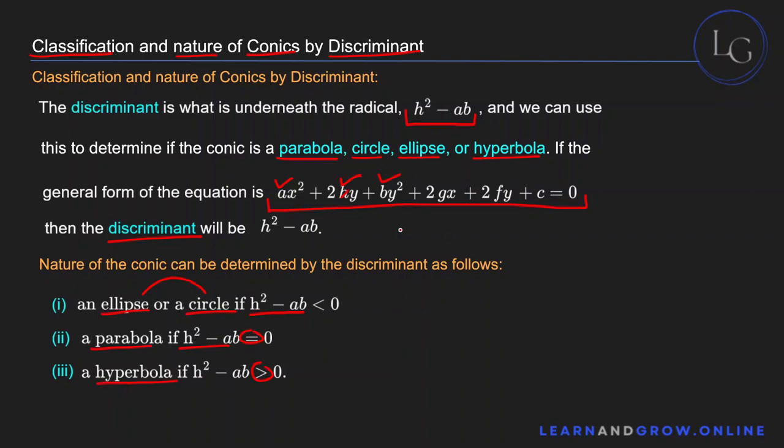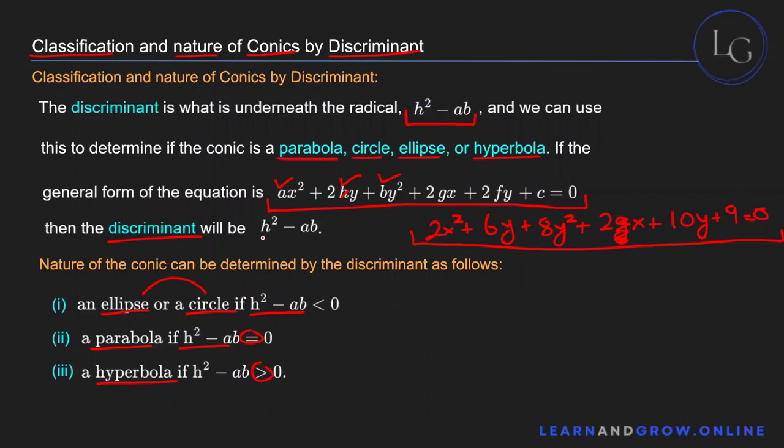Now, let's take an example. So, for example, if you have 2x squared plus 6y plus 8y squared plus 2x plus 10y plus 9 is equal to 0. Let's say this is your general equation of the conic. And now you need to determine whether it's an ellipse, a circle, a parabola, or a hyperbola.